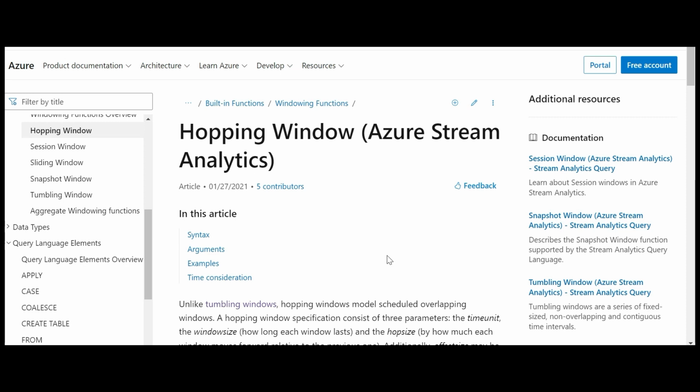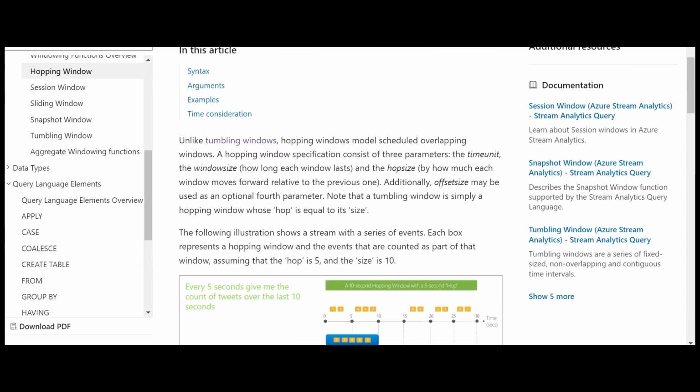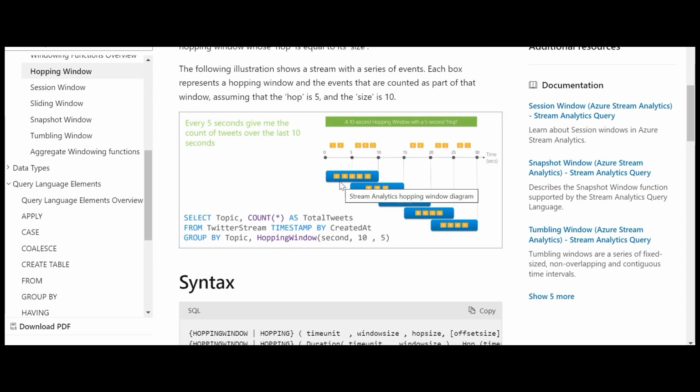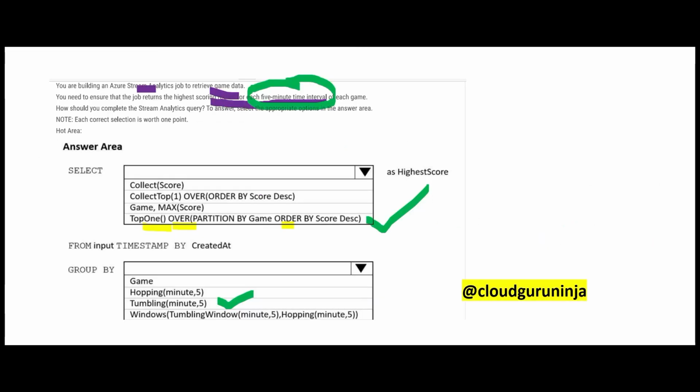What is a hopping window? If you see this, unlike tumbling windows, hopping windows model scheduled overlapping. So there is always an overlap. In this diagram, you see there is no isolation. This overlaps with this, which overlaps with this. There's always some sort of overlapping. Will overlapping work? In our case, it will not work because we want unique results for those 5 minutes, who ranked first. So that's why hopping is wrong.